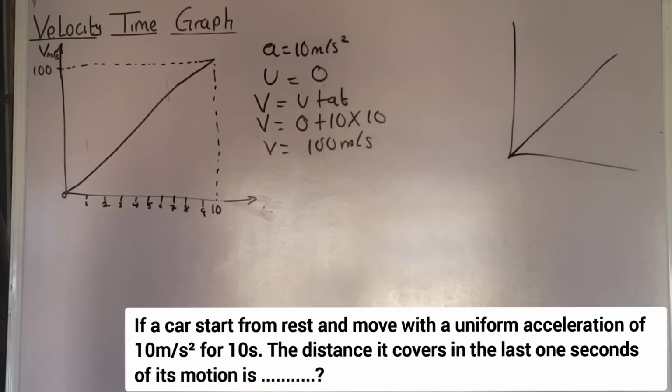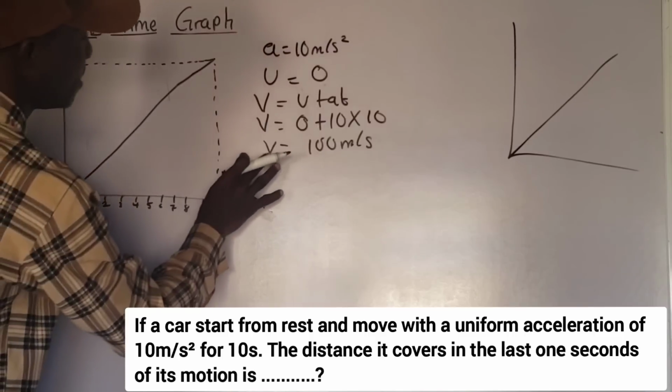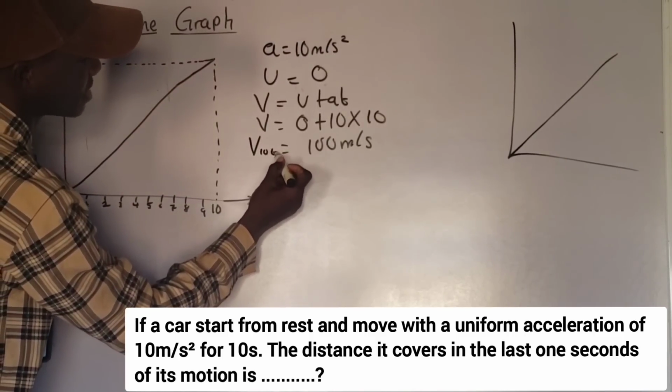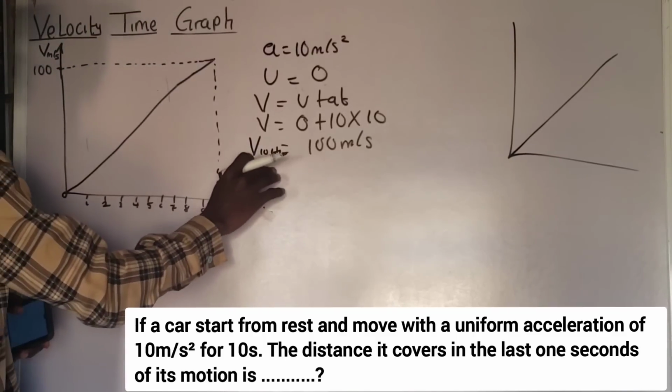So I will calculate the distance for the 10th second separately. I will calculate the distance of the 9th second separately. Then I'm going to take their positive difference. You understand? That will be the distance covered in the last second. Now, this velocity is the velocity attained in the 10th second, v10.